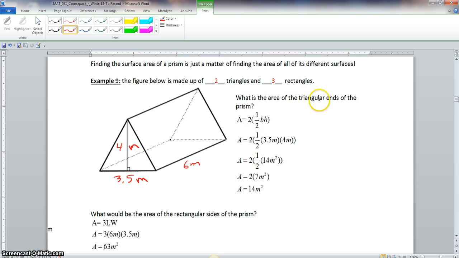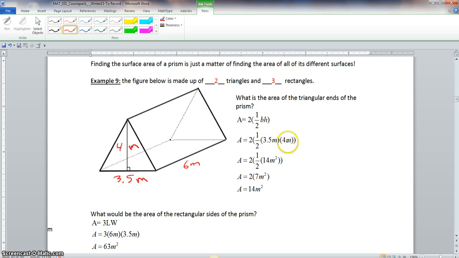Now we have the area is equal to 2 times half of base times height, because it is asking us what is the area of the triangular ends. We had 2 triangular ends and they are the same size. So we will have 2 times the area of a triangle. So we had 2 times 1/2, the base is 3.5 meters, and then the height is 4 meters.